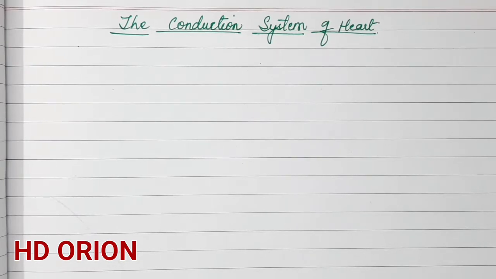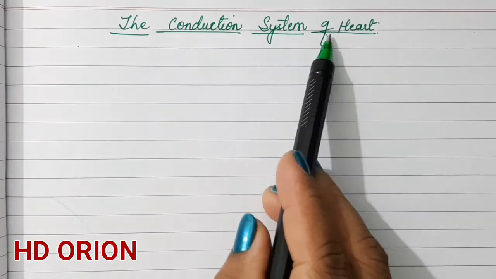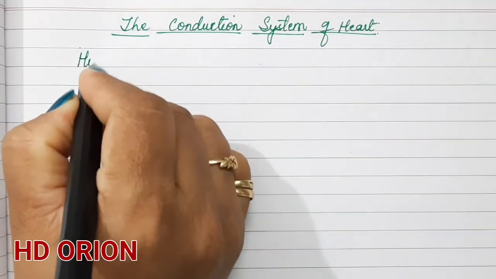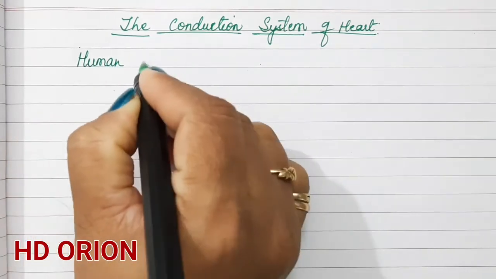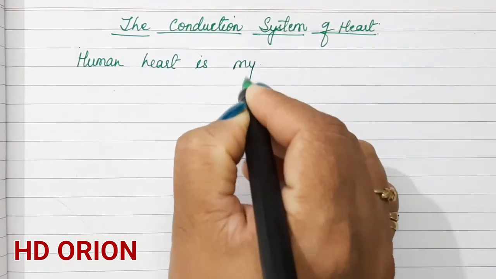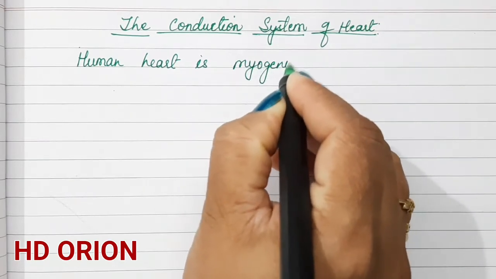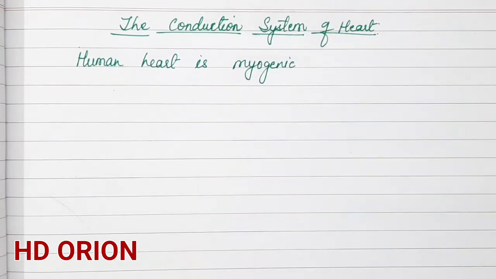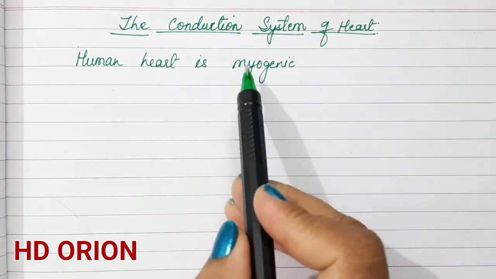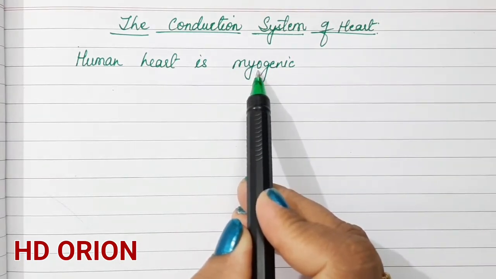Hello everyone. In this video lecture, we are going to study the conduction system of the heart. The human heart is myogenic. That means the heartbeat originates from the muscles. The other type of heart is neurogenic, which is found in arthropods, for example the cockroach. But the human heart is myogenic. The word myo refers to the muscles.